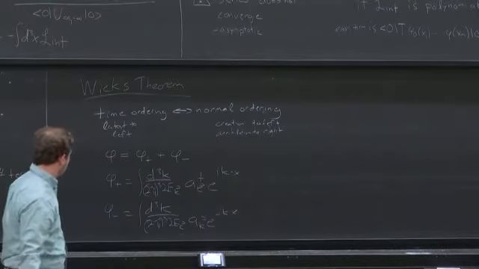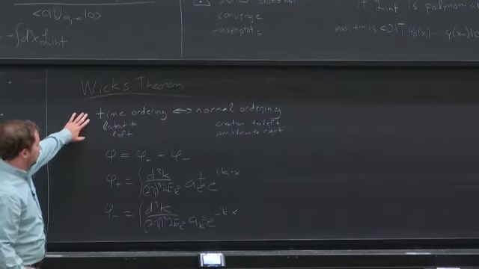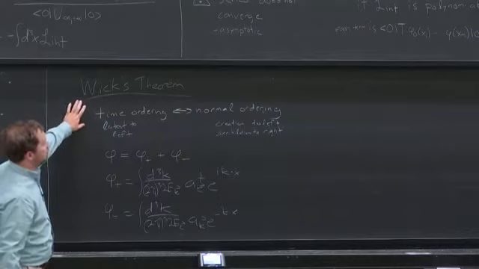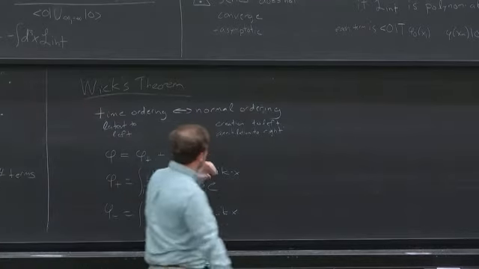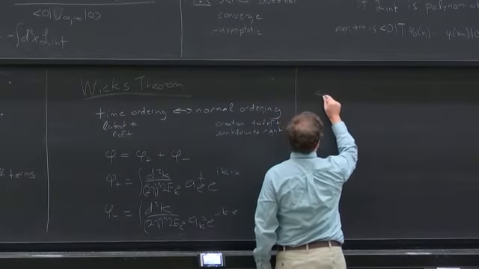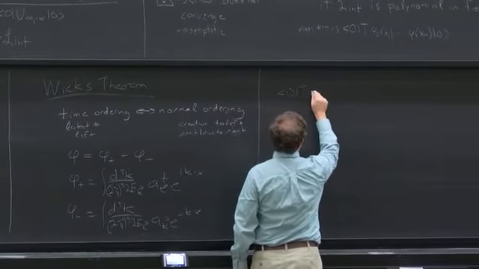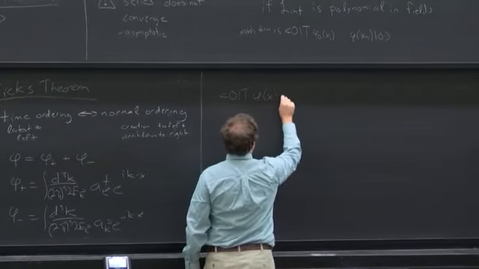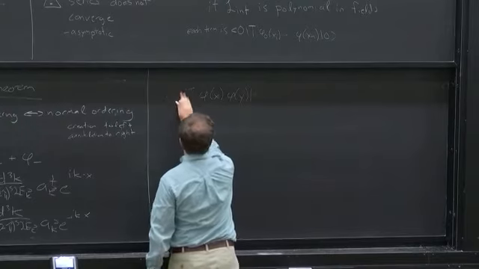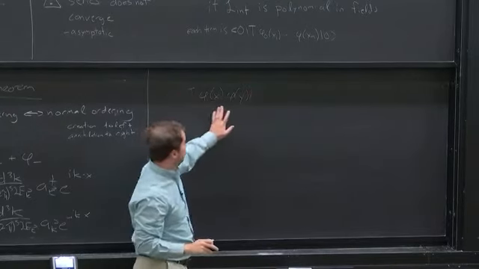Okay. So I'll present the general result in a minute, but before, let's just look at the simplest non-trivial correlation function, which is the two-point function. So if we want to compute this, let's not do the vacuum expectation value yet. We just want to relate this time-ordered product to a normal ordered product.